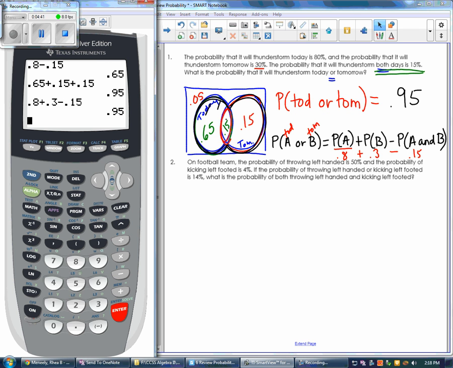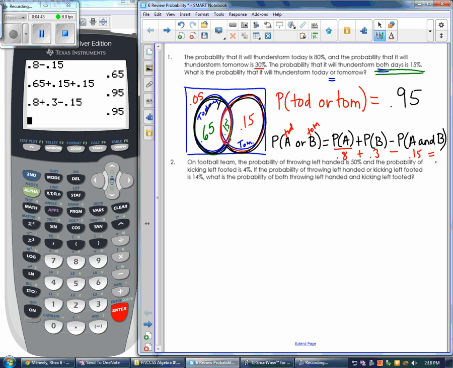So it doesn't matter which way you do it. If you understand the Venn diagram, then please use the Venn diagram. It is a little bit more work, but I think sometimes students have a tendency to mix the Venn diagram and the formula up. So choose one method or the other that works for you.